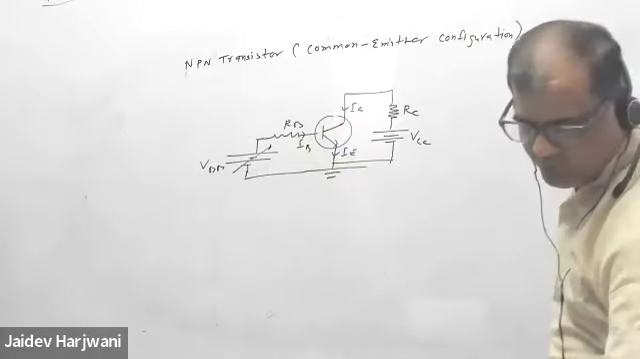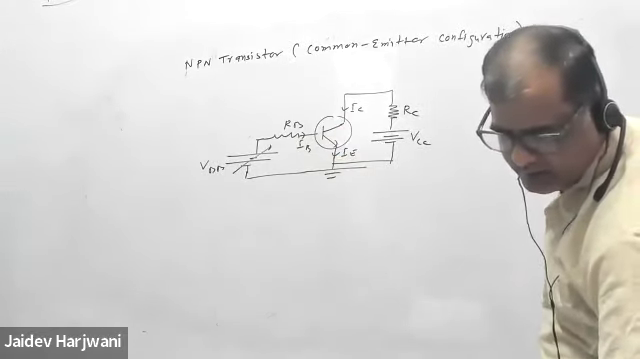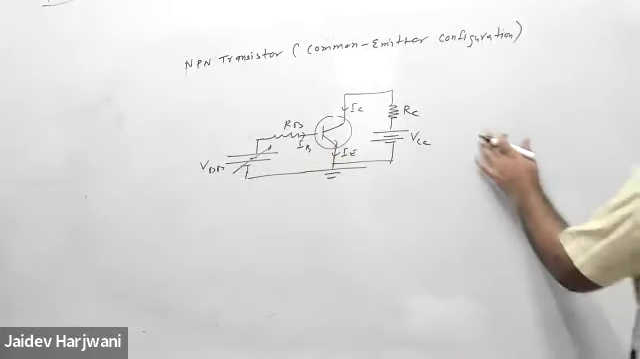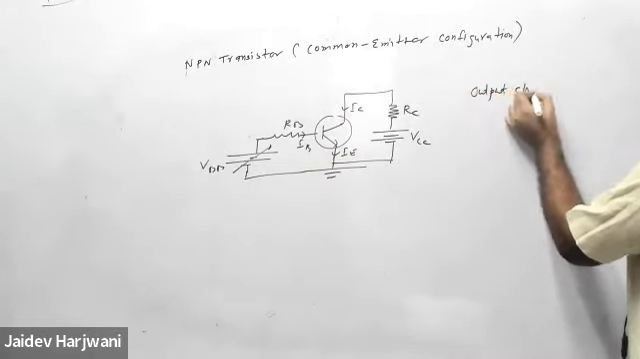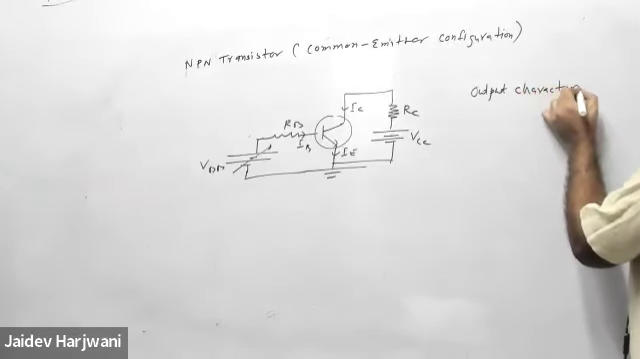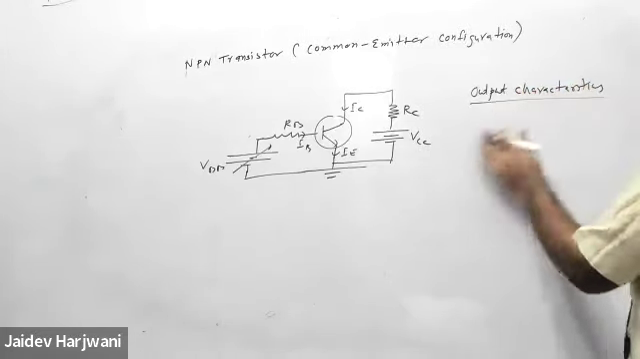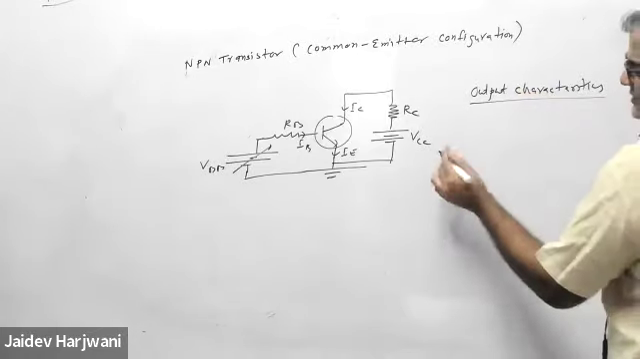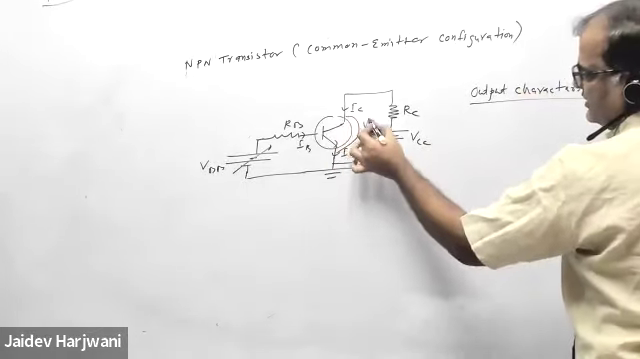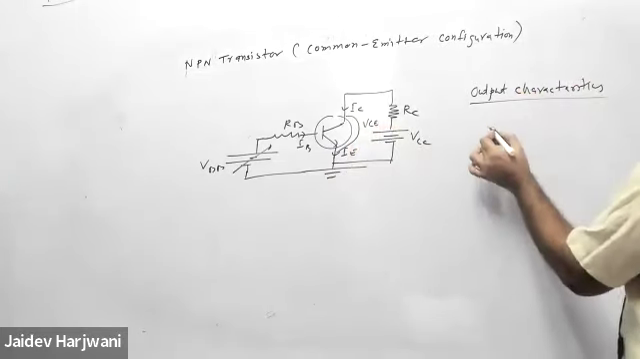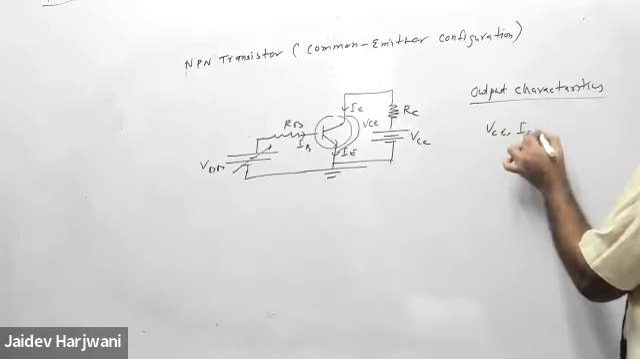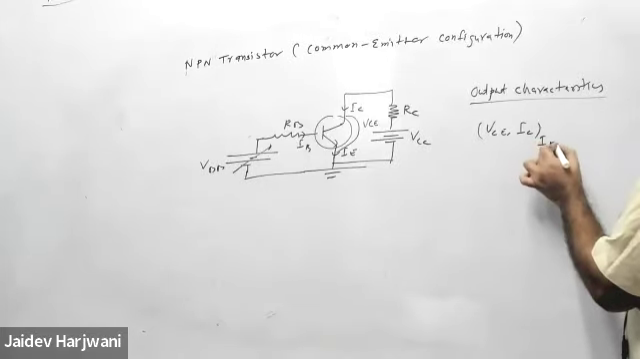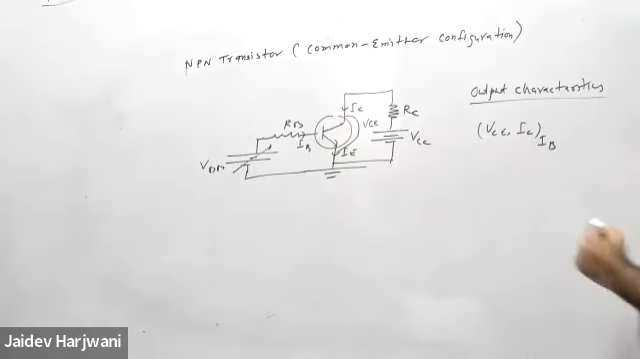Now, what do you mean by output characteristics? Output characteristics means... How to draw output characteristics? Output characteristics is basically you measure VCE. Okay. So VCE versus IC curve, keeping input current constant, is called output characteristics.